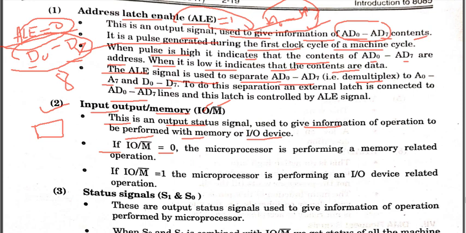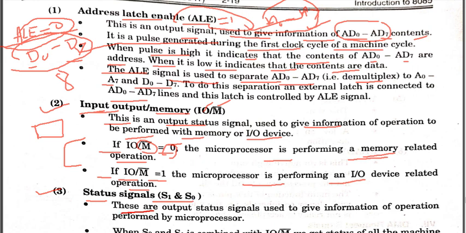So if IO/M bar is equal to 0, the microprocessor is performing the memory related operation. Okay, as we saw, there is a complement here, that is M bar. So whenever the IO/M bar pin is equal to 0, it will perform the memory related operation, and if IO/M bar is equal to 1, the microprocessor is performing the input output related or device related operation. Okay, so those are the two conditions.